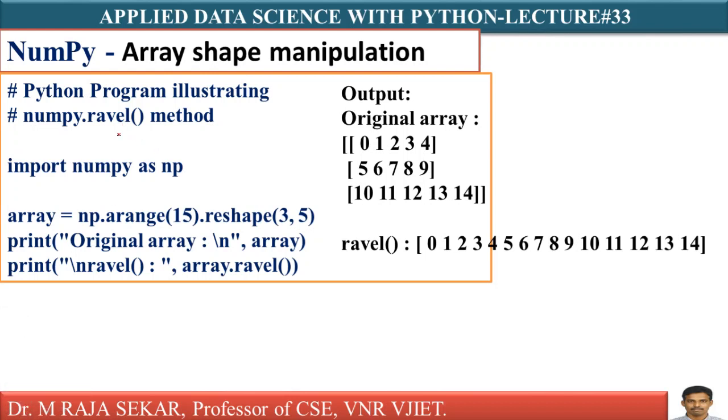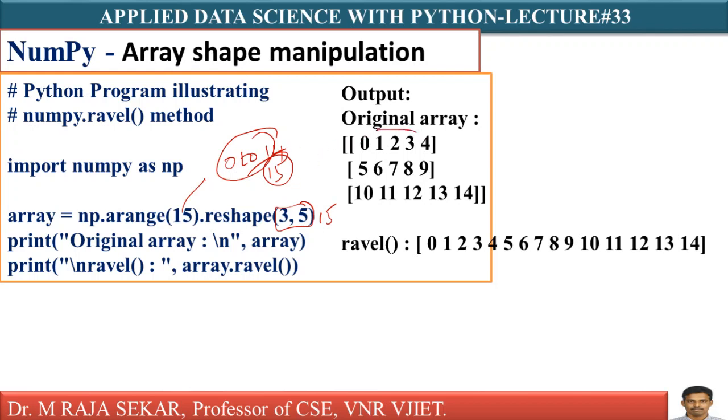Just say this one. NumPy ravel method: import numpy as np, np.arange(15). arange(15) means how many elements will it create? 0 to 14. It will return an array in which you have elements 0 to 14. 0 to 14 means there are totally 15 numbers. Reshape(3, 5). How many numbers do I need here? 3 times 5 is 15, I need 15. Therefore, these 15 elements will be arranged in 3 rows and 5 columns.